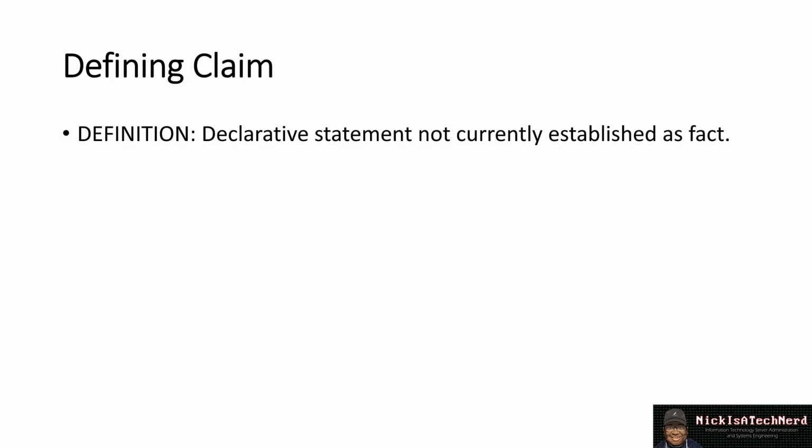So a claim is something that you state as a truth, but it's not been proven. A fact is something that can be proven. It hasn't been proven yet, so you have to go through the process to prove it. So think of a claim as a point blank statement that has not been proven.